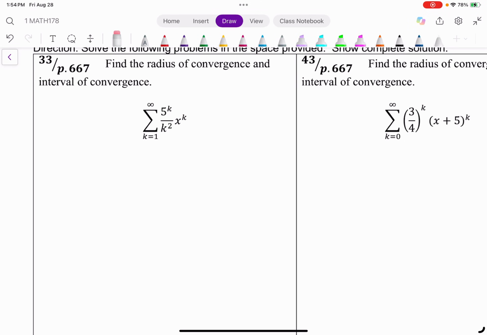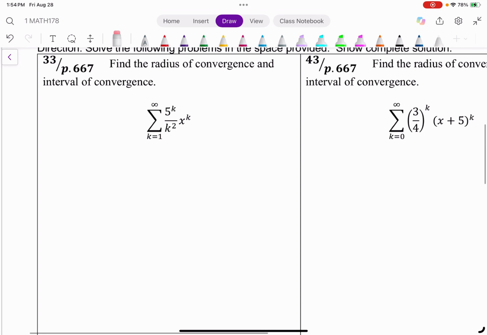Examples regarding testing for the radius of convergence and interval of convergence. Let us consider this series with a sub k equal to 5 raised to k x raised to k all over k squared. To compute the radius of convergence and interval of convergence, we are going to use the ratio test. We are going to determine the interval at which this series would converge.